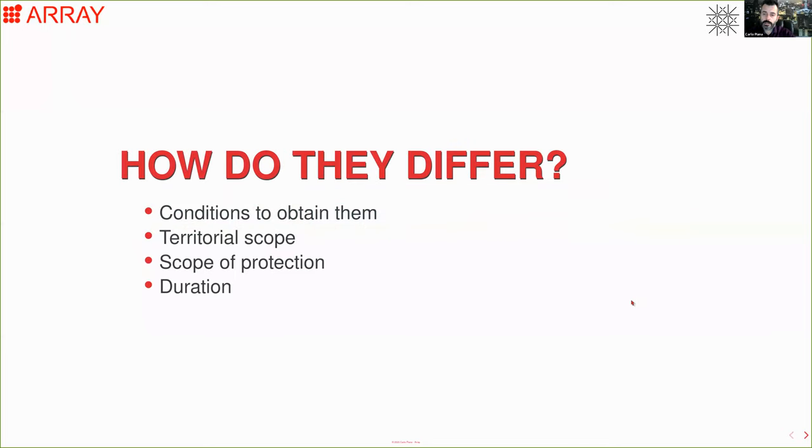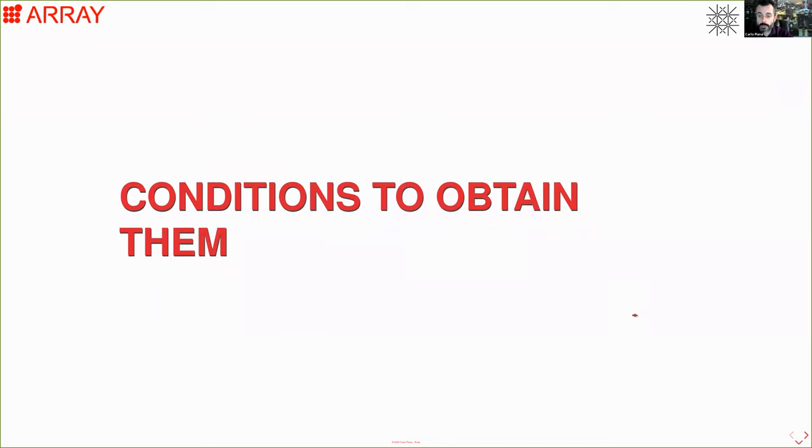They differ on the conditions whereby you obtain them, the territorial protection where they work, what they actually protect, and how long they last. So let's see first the conditions to obtain them. This is already something very general, having a variety of issues.